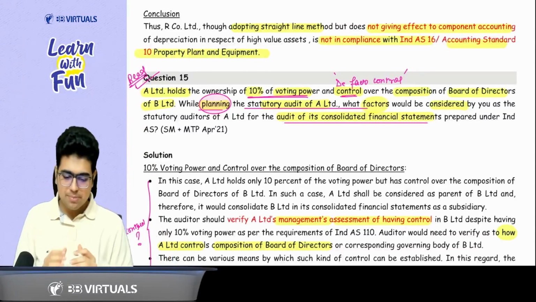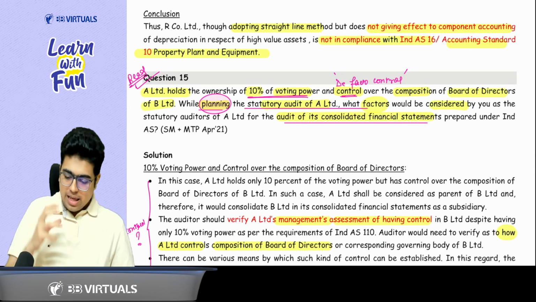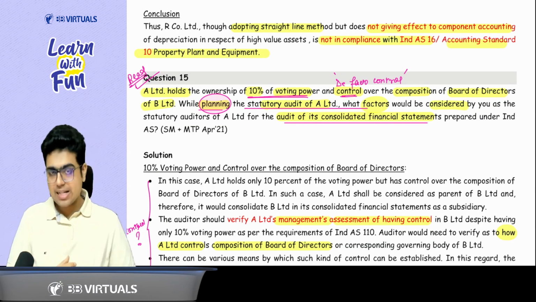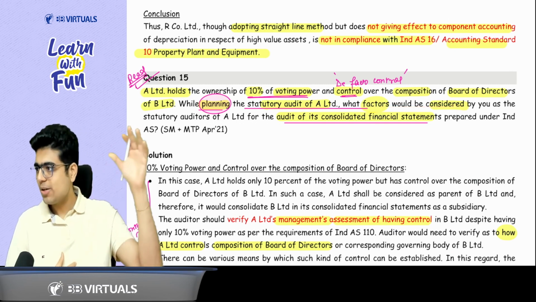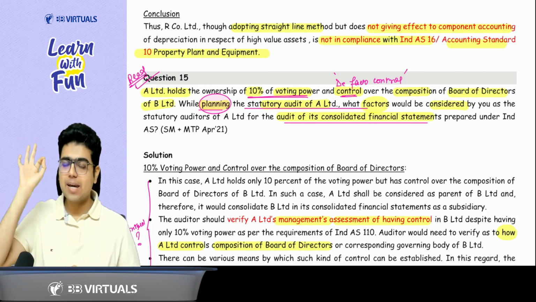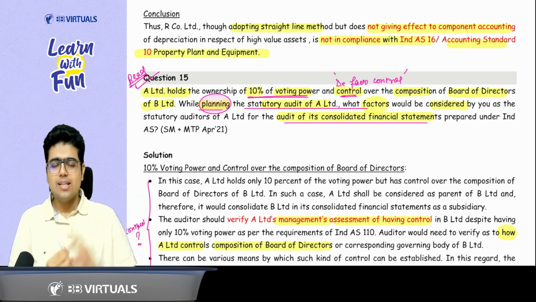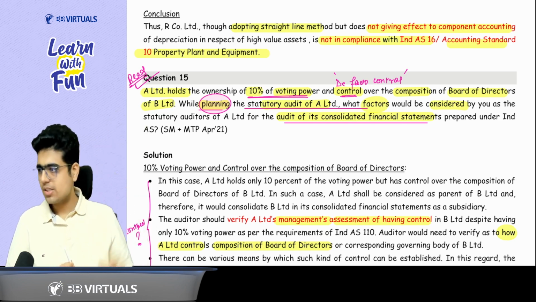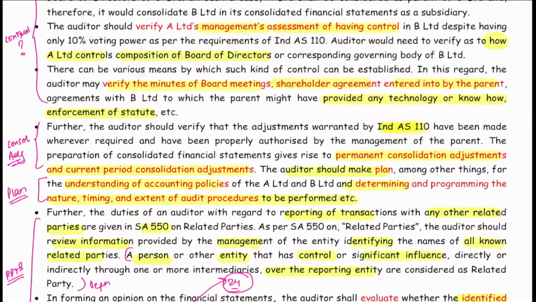So A Limited holds 10% of the voting power and controls the composition of the board of directors. Now, when you are planning the statutory audit of A Limited, CFS, what are the factors to be considered? Most students, when they are doing the question for the first time, write the answer on planning: understanding the GAAP, understanding the group structure, understanding the accounting policy, then doing further audit procedures, then using the work of other auditors and coordination. But in this answer, for the planning part, they have just written one line: auditor should make a plan to understand the accounting policy, do the procedures. That's it.